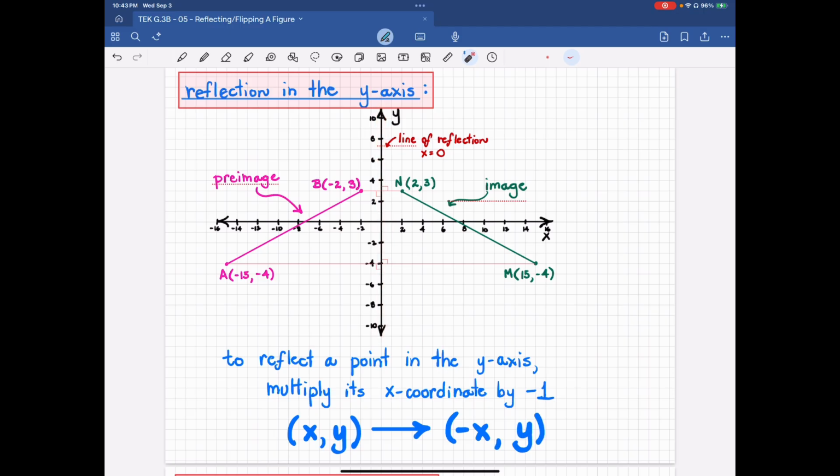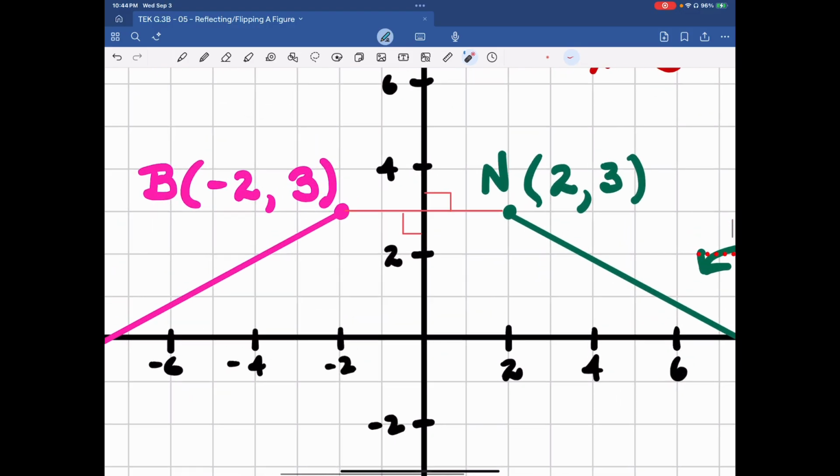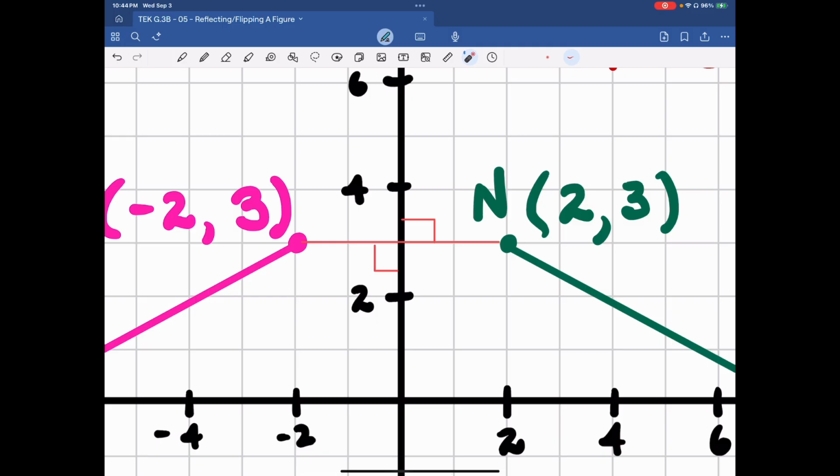We're going to use the same concepts we talked about in the previous examples. I'm going to take my pre-image, which is right here, and let's look at this negative 2, positive 3. So this point right here is you go over 2, up 3. I want to reflect this on the y-axis. So what I do is draw a perpendicular line from the point to the line of reflection.